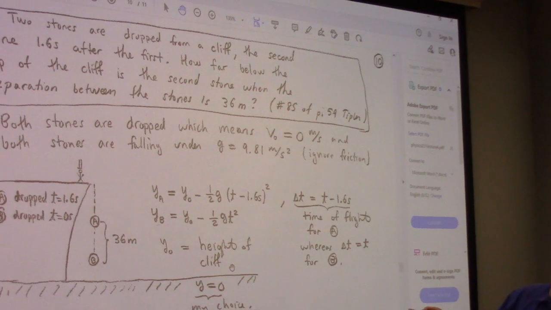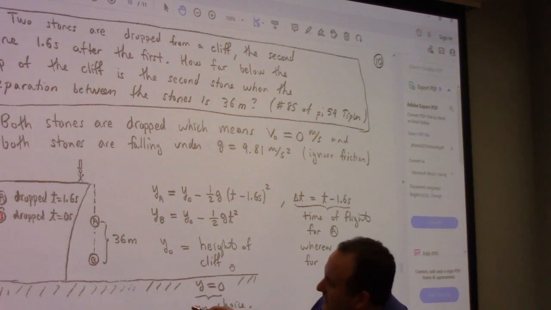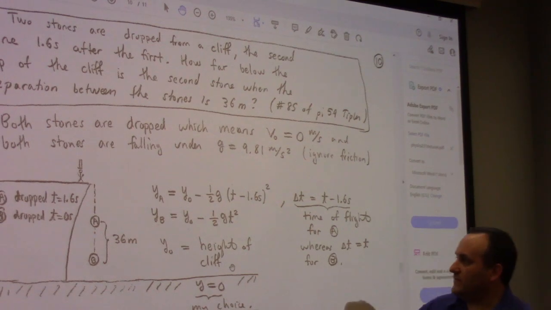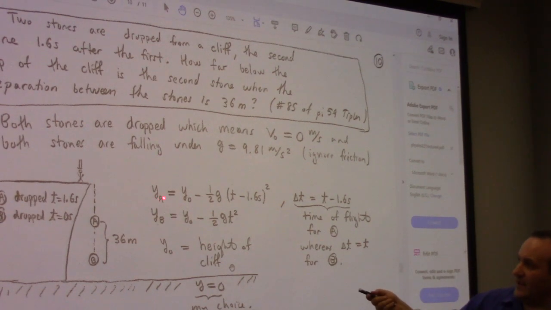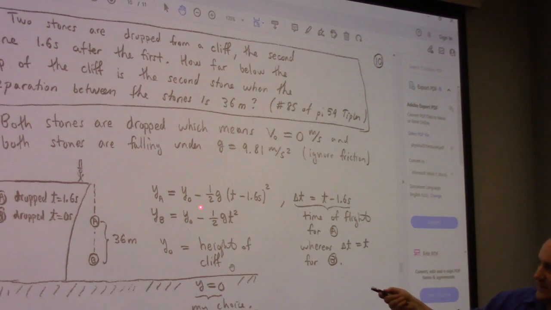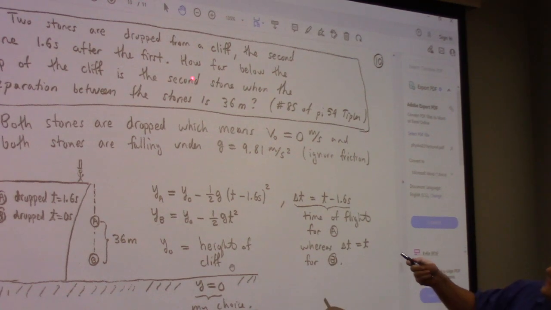So what I did here was I said stone B is dropped at t equals 0, and stone A is dropped at t equals 1.6 seconds. So the formula then for A is y0 minus 1/2 g (t minus 1.6 seconds) squared, because its motion starts at 1.6 seconds, all right? Whereas B starts at time 0, so that's why I have minus 1/2 g t squared, right? Now here, y0 is the height of the cliff. I don't know that, right? What am I trying to find? I'm trying to figure out how far below the top of the cliff is the second stone when the separation of the stones is 36 meters, all right?